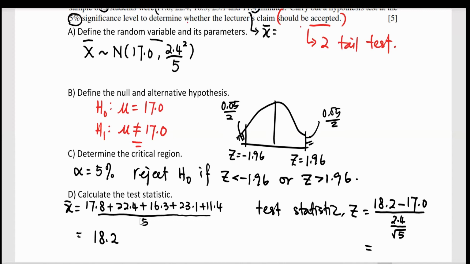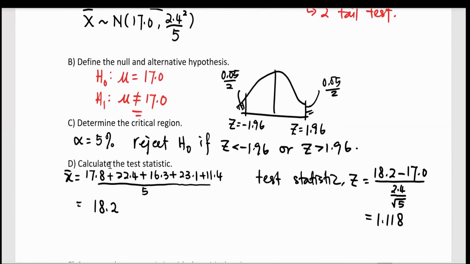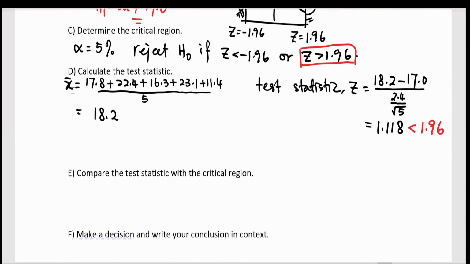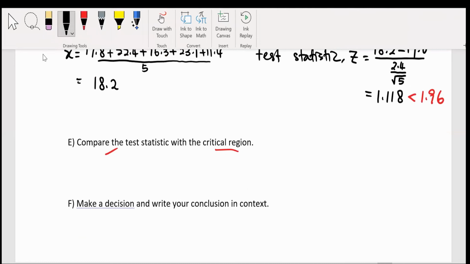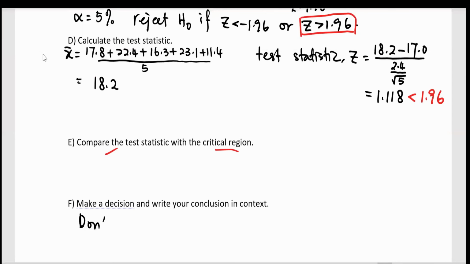So the z-score value is 1.118. So now, since the test statistic value found is a positive value, we are comparing with the positive region here, right-hand side, and 1.118 is less than 1.96. So we have done the step, compare the test statistic with the critical region. And now we are able to make a decision. So since the z-score value is not greater than 1.96, which means it does not fall into the critical region, we do not reject H0.